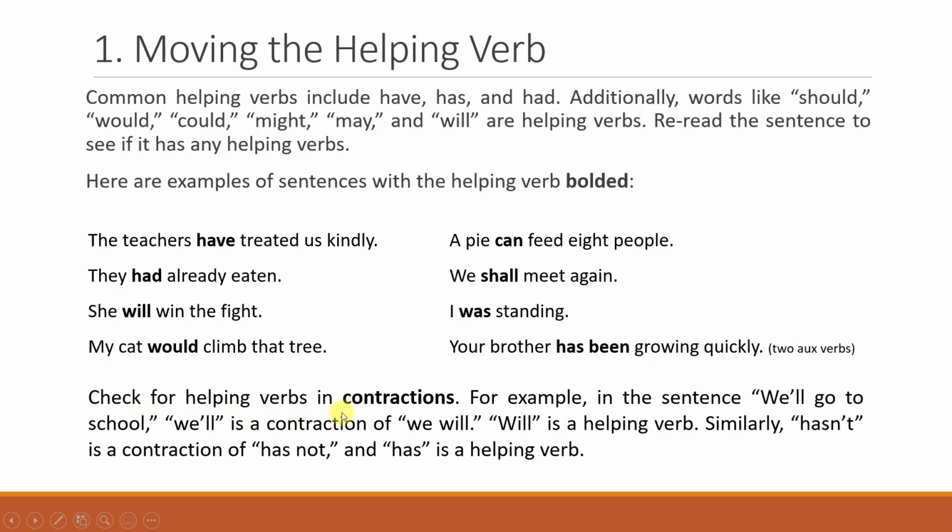Check for helping verbs in contractions. For example, in the sentence "we'll go to school," "we'll" is a contraction of "we will." Will is a helping verb. Similarly, hasn't is a contraction of has not, and has is a helping verb.